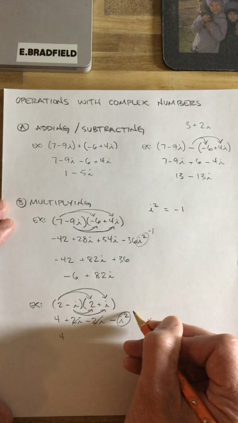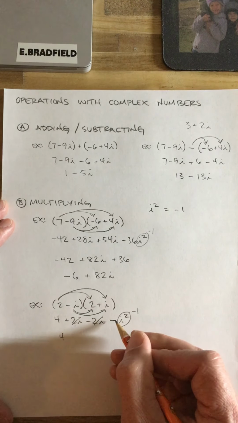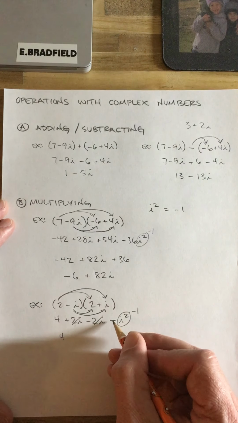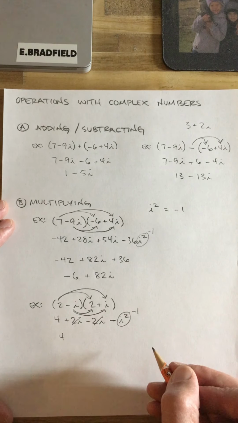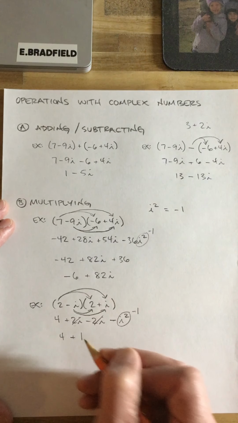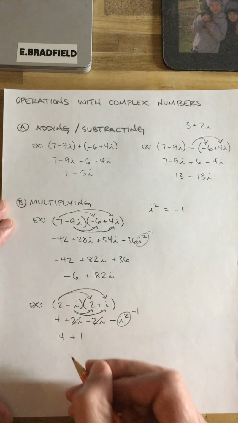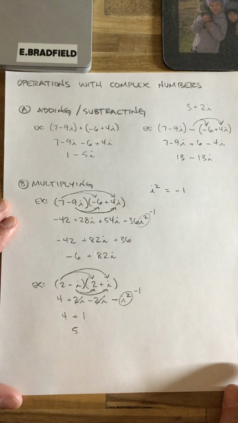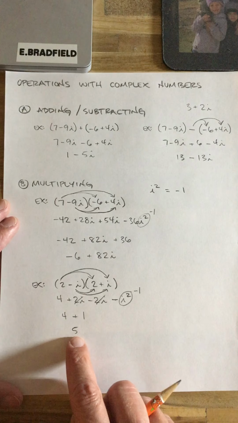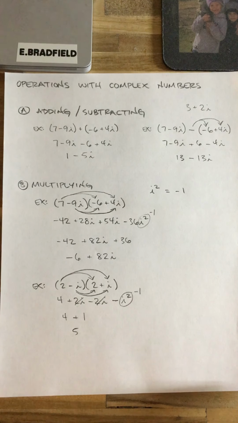Remember, i squared is negative 1, right? So this is minus negative 1. Minus 1 times negative 1 gives me a plus 1, doesn't it? So 4 plus 1, that's 5. Quick question: what's the real component? You're right, the real component is 5. What's the imaginary component? The imaginary component is 0. There isn't an imaginary component here.